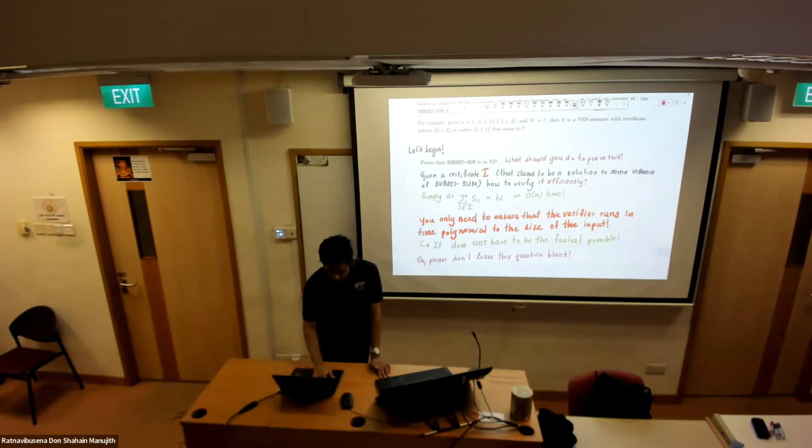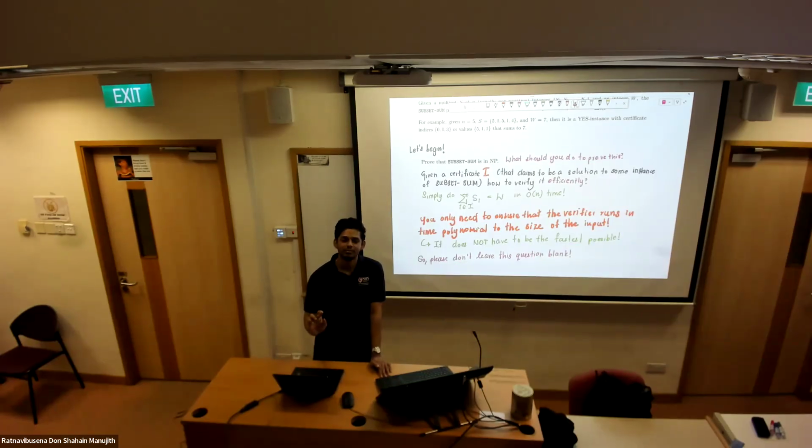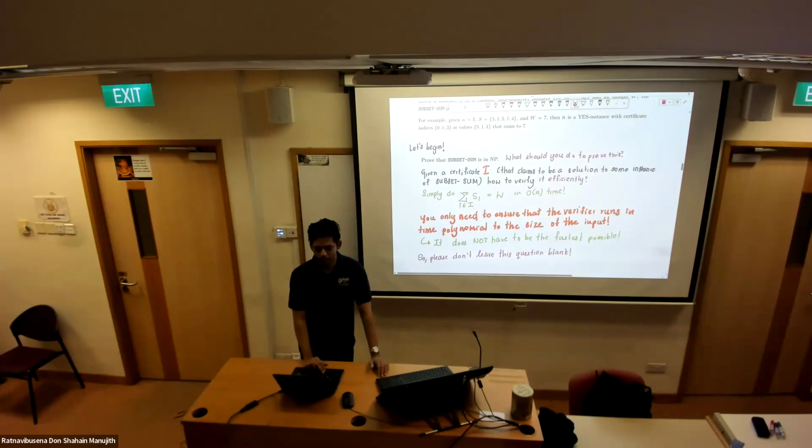In the exam, please don't leave this question blank, because this question is 3 marks. You only need to show that a certificate can be verified in time polynomial in the length of the encoding. That's the easiest question I'm pretty sure you have encountered in your 3 or 4 years in CS. Literally, please don't keep this question blank, because the crucial thing is it does not have to be the fastest possible. The only thing it must satisfy is that it can be verified in time polynomial in the length of the input encoding. That's it.